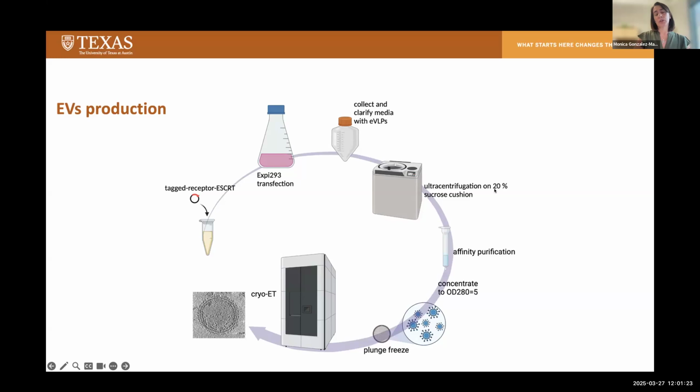And because we knew the vesicles needed to be purified, we added a Strep tag in the N-terminus of our EGFR, and now we add a step of affinity purification with the Strep-Tactin column. Then we concentrate our vesicles and we perform the cryo-ET.